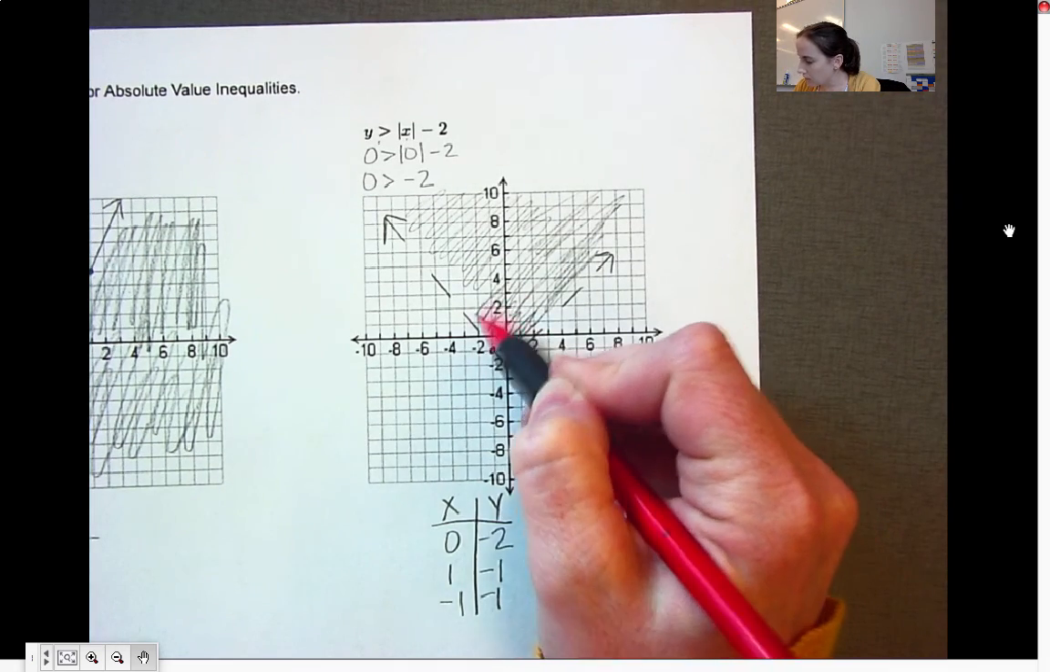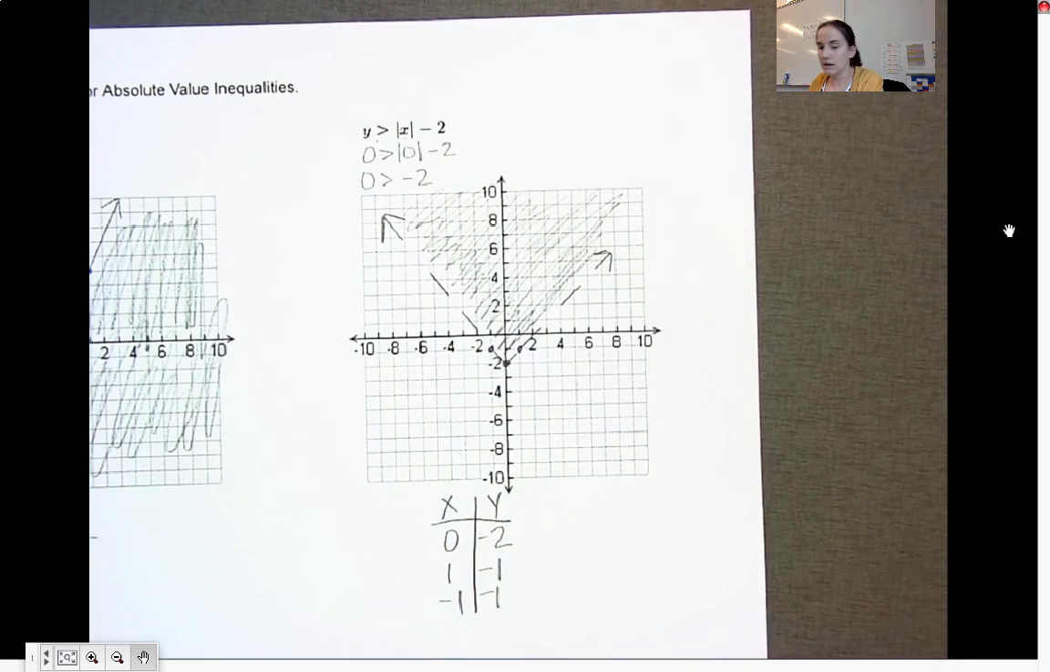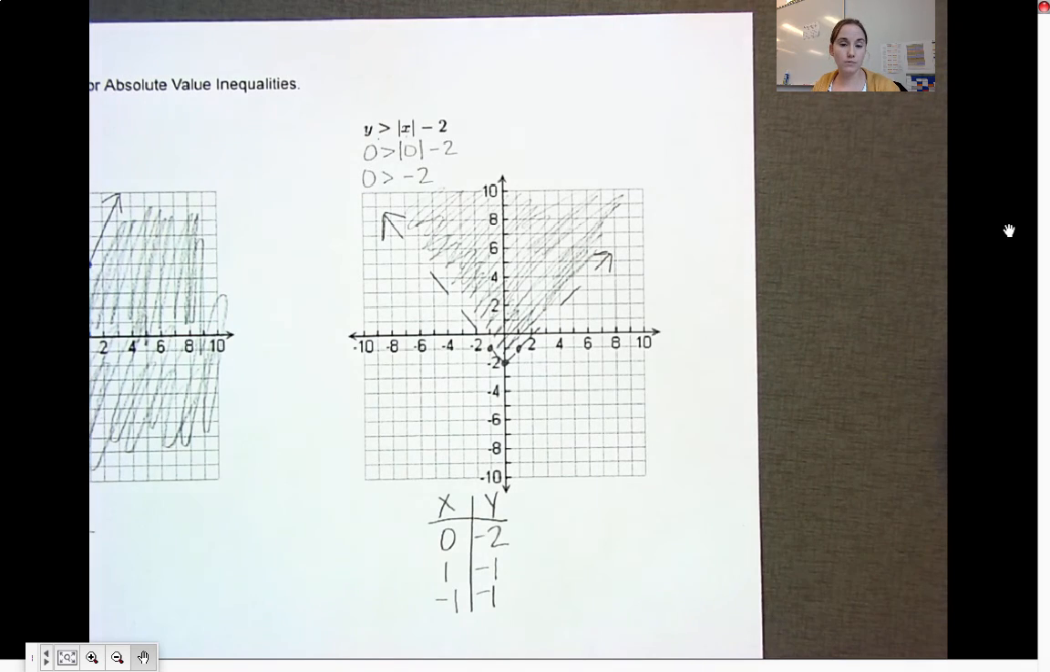And even down here. And that is how we graph absolute value and linear inequalities. If you have any questions, make sure you let me know.